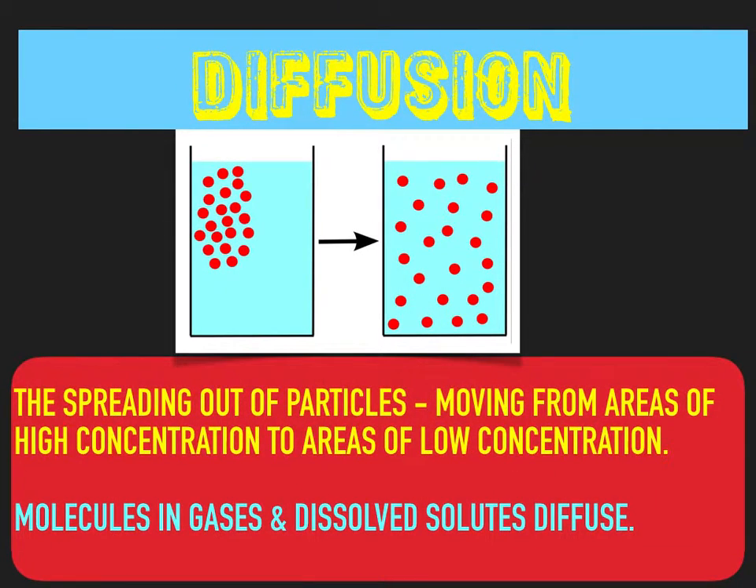In diffusion, this is spreading out of particles, so they're moving from an area where they're in high concentration to an area where they're in low concentration. This is also called going down a concentration gradient. The type of things which move in diffusion are molecules of gases and dissolved solutes. What we mean by a solute is anything which is dissolved in a liquid solvent, so something like mineral ions would be a good example in biological organisms.